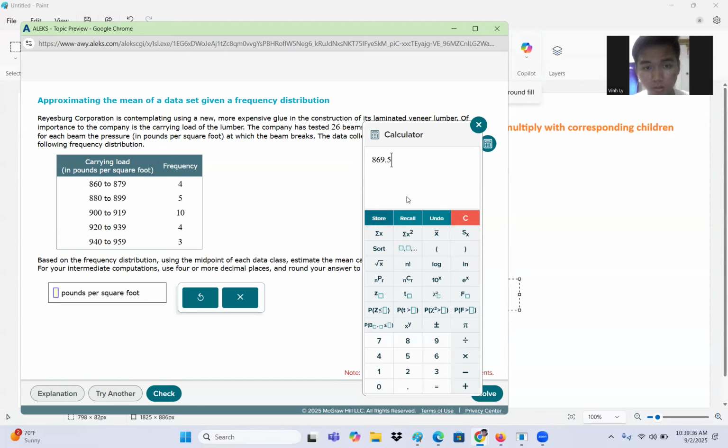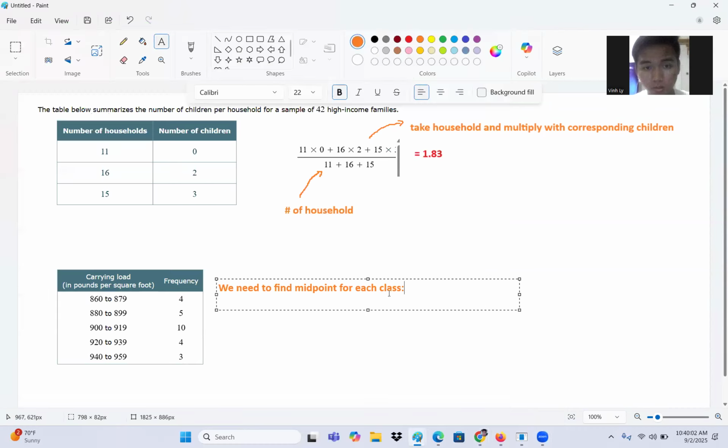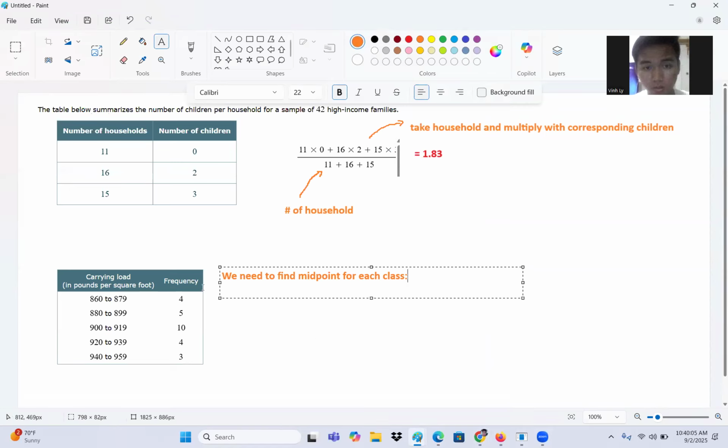But anyway, we can also find the class width, and we can simply take 879 minus 860. So we know the class width for each class should be around 19. So we just keep on adding 19, and you can get the next one. So the first class, the first midpoint, is 869.5, and then the other one will be the next.